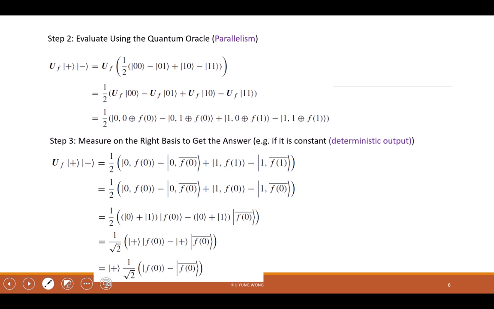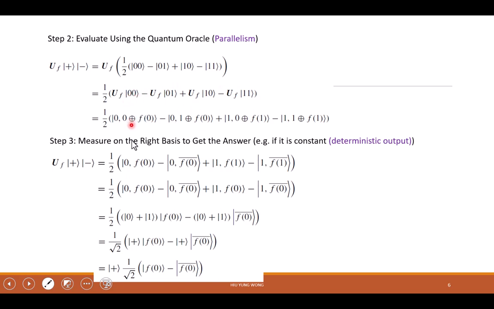Then what do we do? Again, don't be scared of this. I just want to give a general introduction. Then we apply the quantum oracle to the superposition state. Again, the quantum oracle is not F of X, because this is not classical computing. But we have embedded the information of the function F in the quantum oracle already. So when I apply this quantum oracle to the superposition states, the first thing is that it applies to each of them simultaneously. That's the main point, parallel computation.